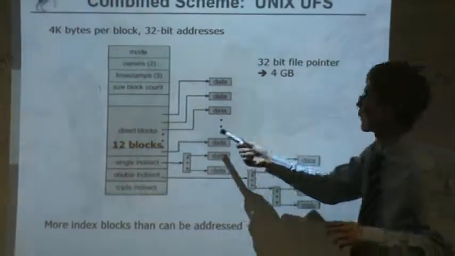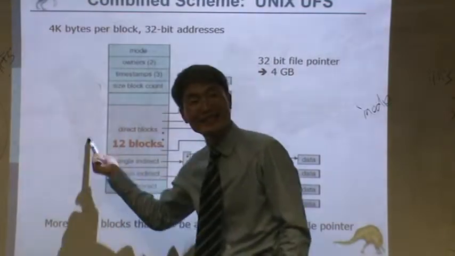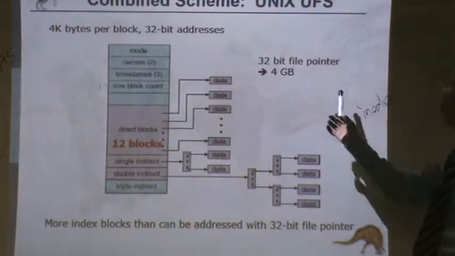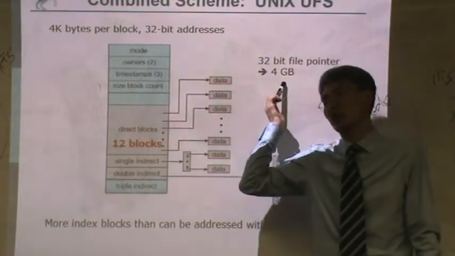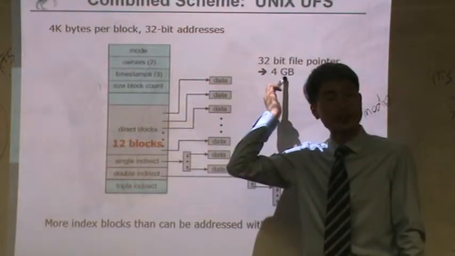If you actually calculate the maximum size of the file system, that is 4 gigabytes. It is under 32-bit addressing. That is the reason that now there might be virtually no limitation to create a file, but several years ago, you could create a file up to 4 gigabytes in the Linux system because of the inode data structure.